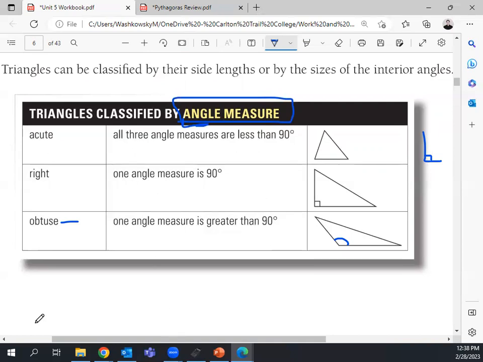So I want you to stay on this page, page 179. I'm going to give you 5 seconds. Don't yell it out. I'm going to be asking people randomly.